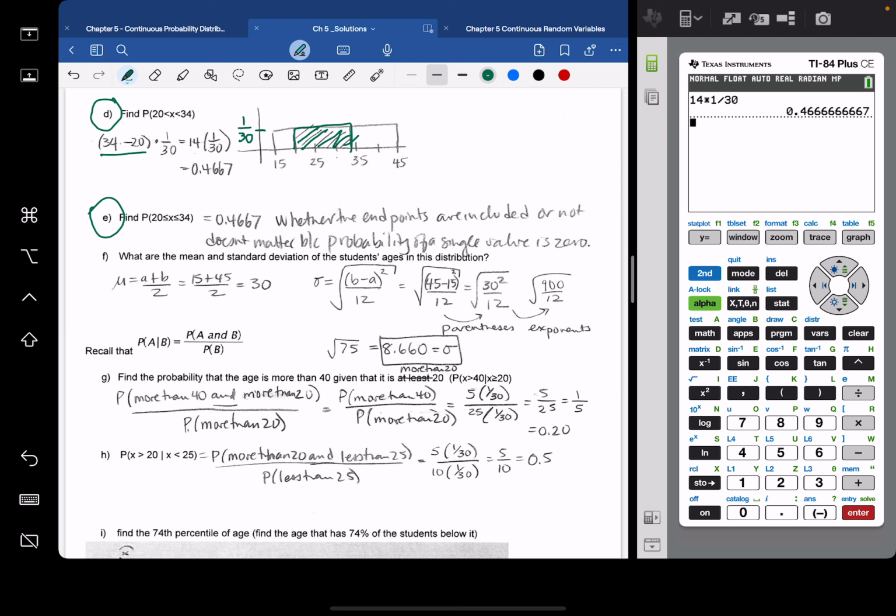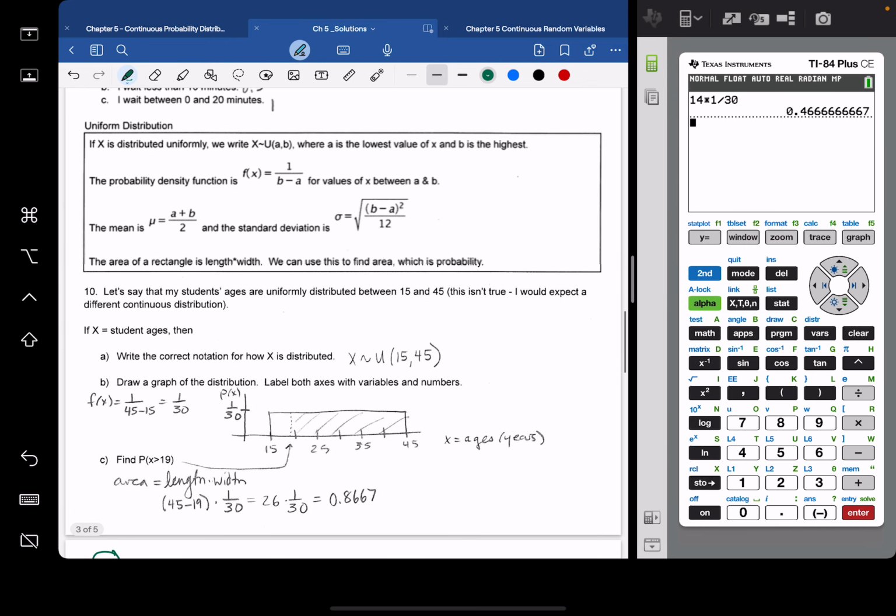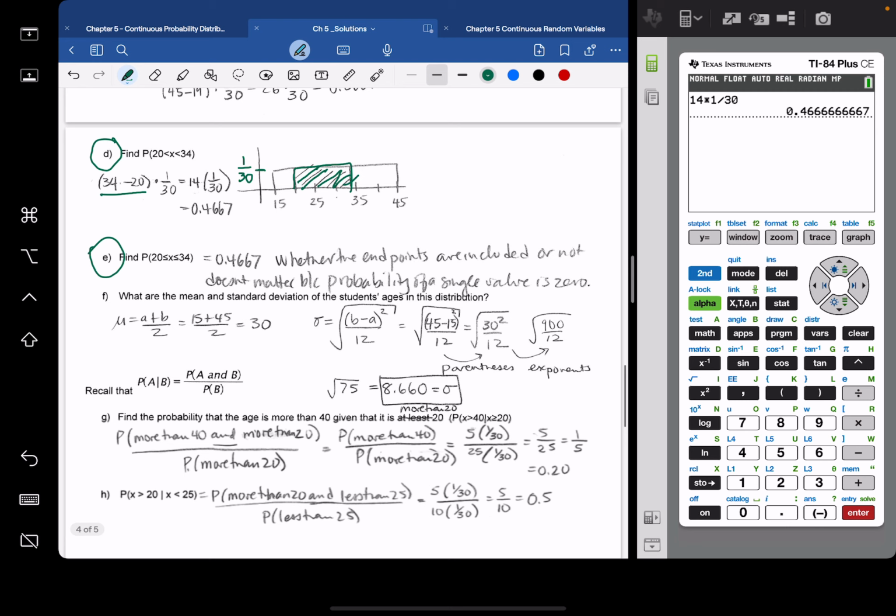Question F asks us for the mean and standard deviation of the student ages in this distribution. The only way we can figure this out is by having these formulas from the box on our note sheet. So you would need to have a little section on your note sheet that says uniform distribution and reminds you of these two formulas. You probably want to say that as well, and maybe remind yourself of that. So we use those two formulas.